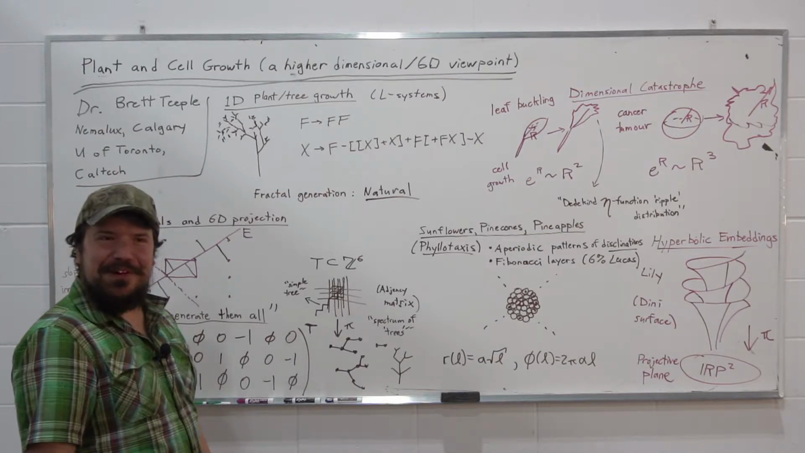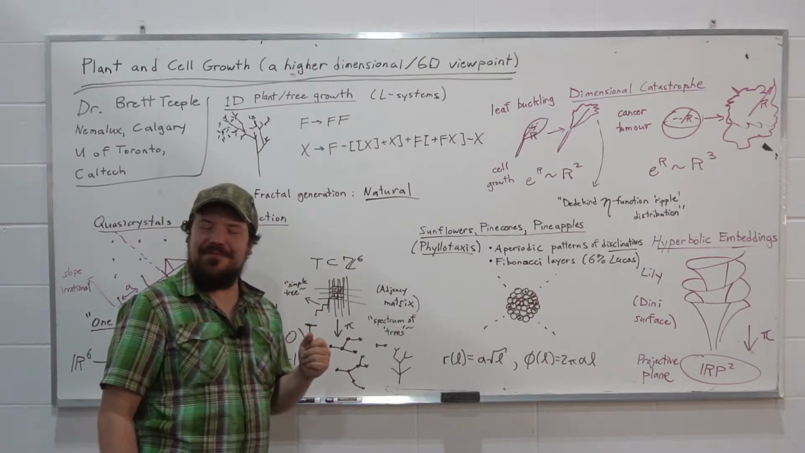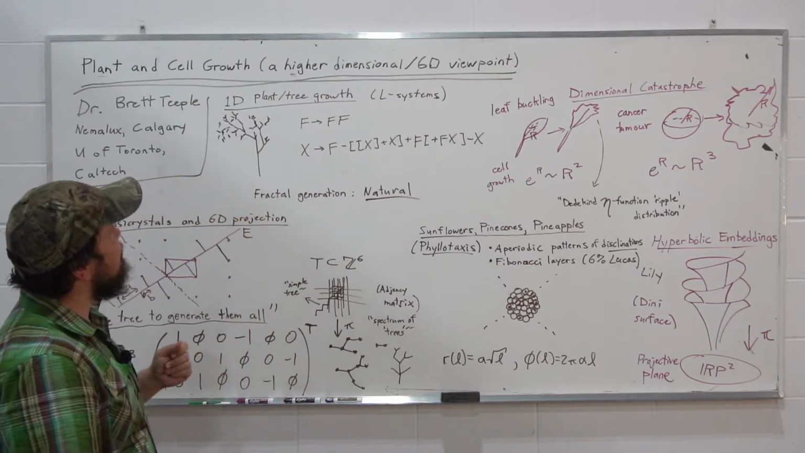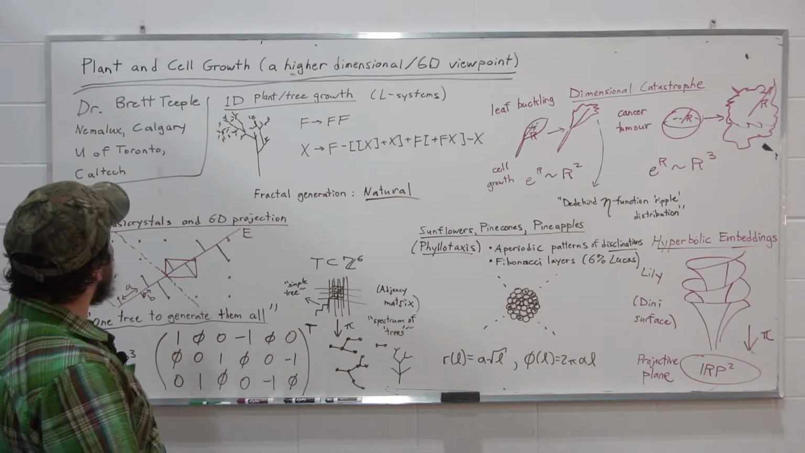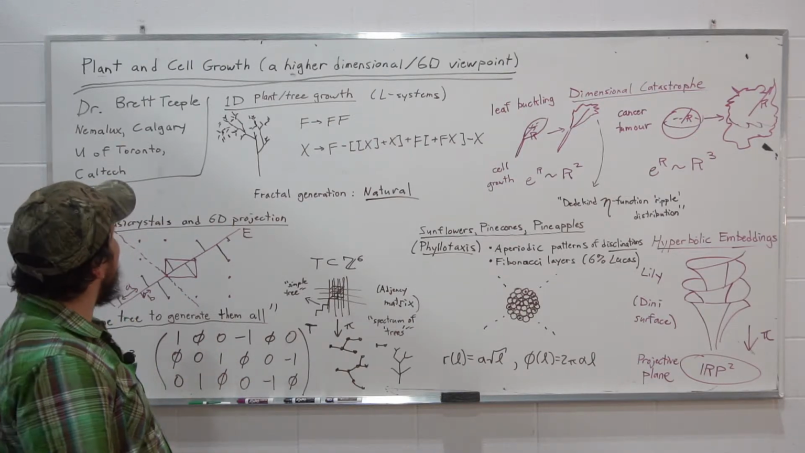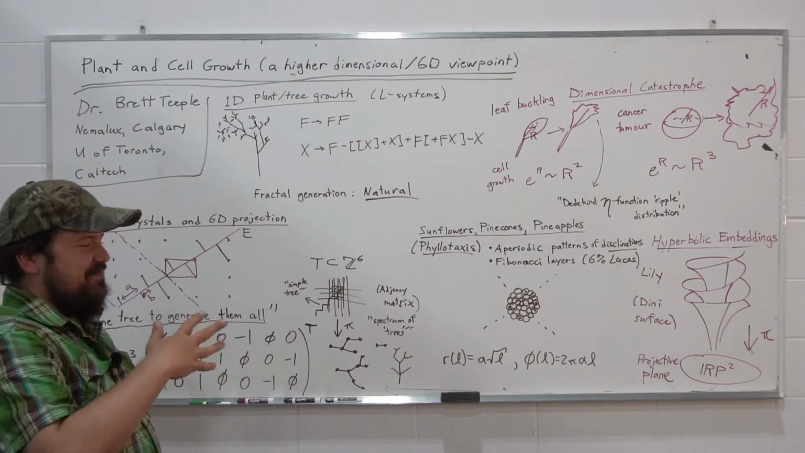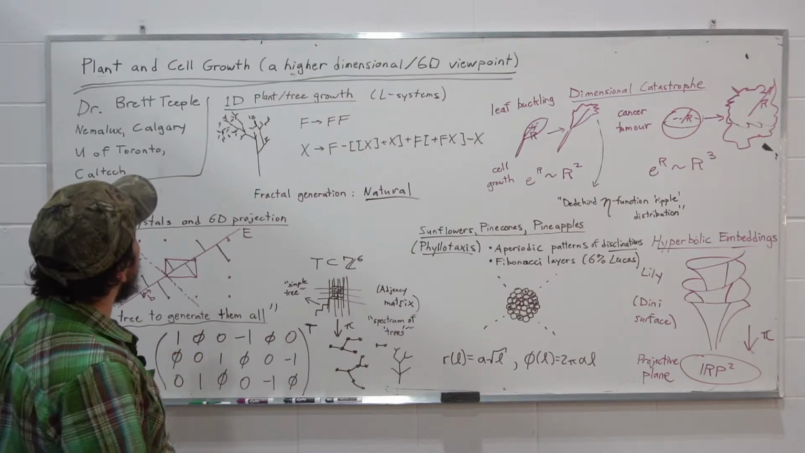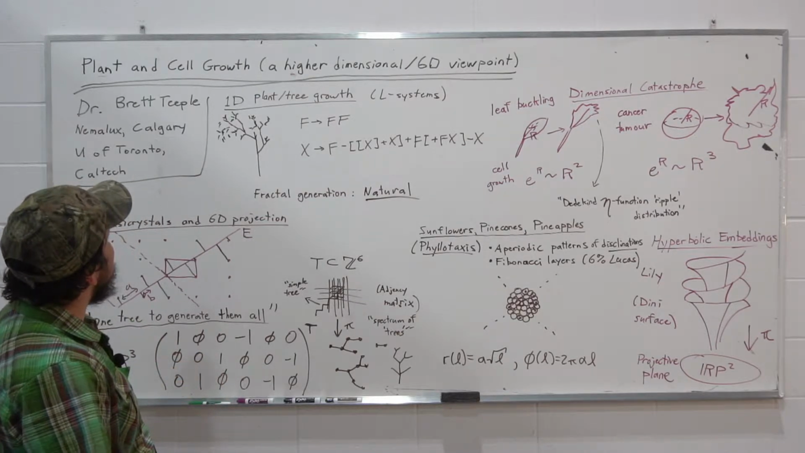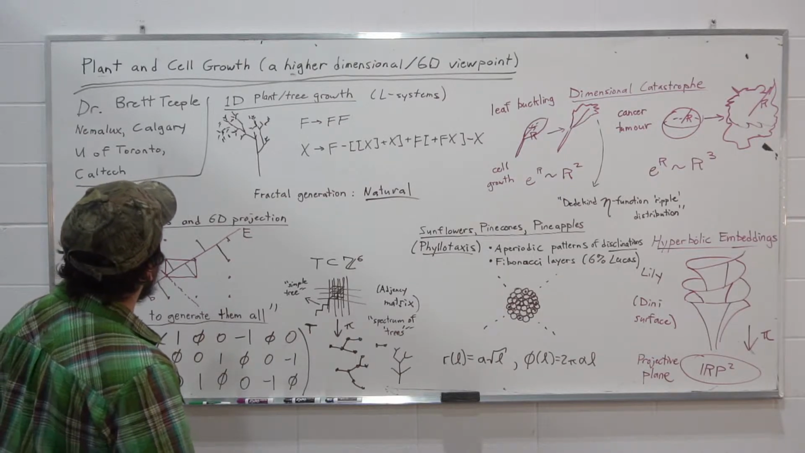Today we're talking about plant and cell growth, but from a higher dimensional viewpoint, especially from 6 dimensions. It's kind of interesting how that turns out to be a specific dimension in nature of how it works out. So we'll just start with how it works in 1 dimension.